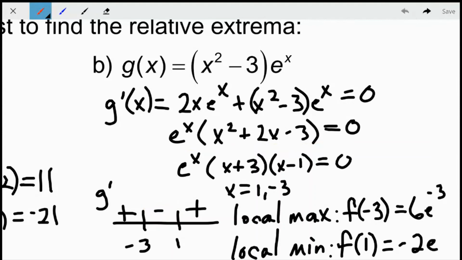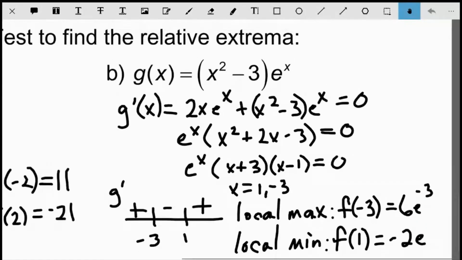And then again, I know there's a sign change at both of those critical points because we had a multiplicity of 1. So based on that, I can see there's a maximum at -3, and there's a minimum at 1. Okay, notice I also gave the function values there. Sometimes on these problems, they're going to ask you to find just the x coordinate where there's a maximum or a minimum. If it ever says to find the value, that would be the function value. So be careful about the wording on those questions.